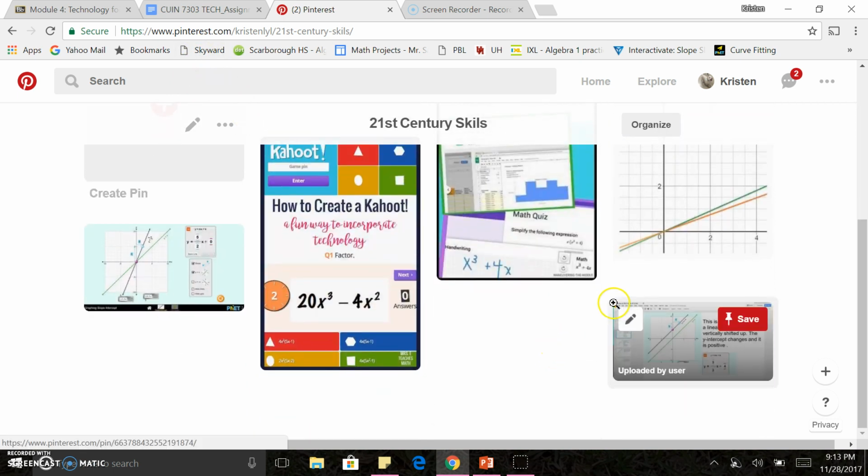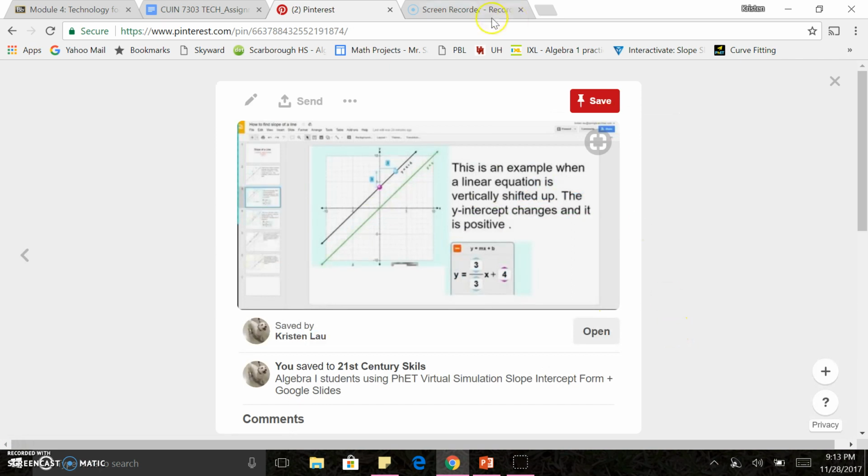I have also posted my own board that I did. This was an activity that my students did involving PhET, which is the virtual simulation of slope-intercept form, one of my favorite virtual simulations to use. They had to use PhET to figure out what happened to the linear equation when the graph is vertically shifted up or down, meaning the y-intercept changed, or when the slope changed, and then they had to summarize their findings on a Google Slides presentation in groups.